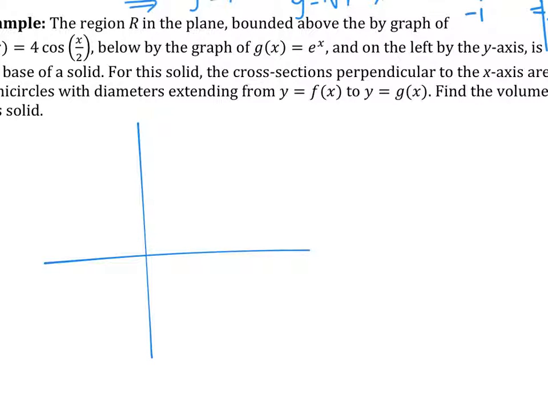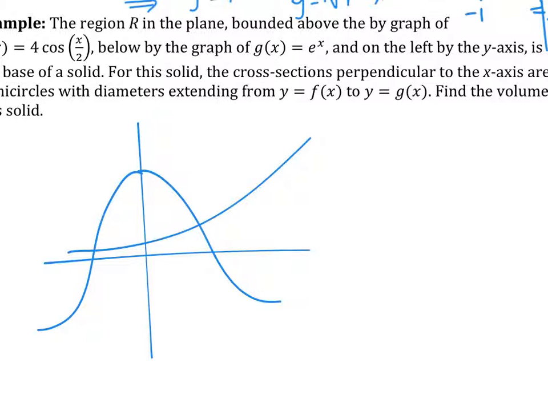Okay, for cosine x/2 is something like this, just the cosine graph. And then e to the x is this graph. Okay, a little better. And then on the left is bounded by the y-axis. So it's this thing. And we are going to create semicircles along it. So then you need to figure out where they intersect here, so you eventually have to integrate.